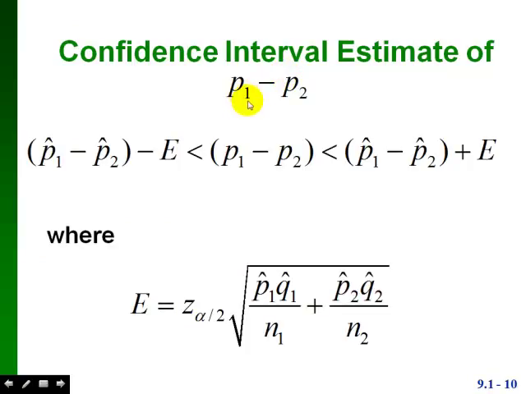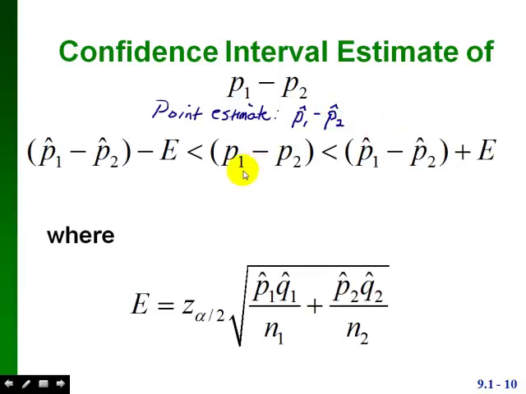Okay, if we're actually going to construct a confidence interval estimate of the difference between the two proportions, then just like when we did confidence intervals before, we're going to start out with a point estimate. And our point estimate is going to be the difference between the two sample proportions. So it's actually going to be the p1 with the hat minus the p2 with the hat.